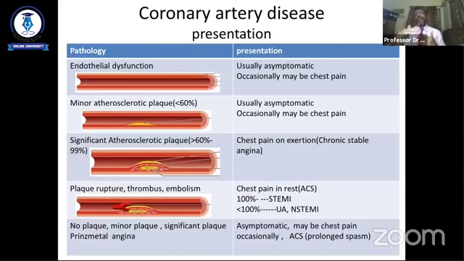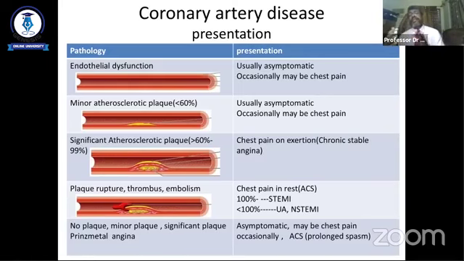Invariably, the serum troponin I or serum CKMB level is usually raised or elevated in case of ST elevated MI or non-ST elevated MI. But in case of unstable angina, there may be a slight elevation, or it may be normal. In unstable angina, the ECG may be normal, and the enzymes may be normal.